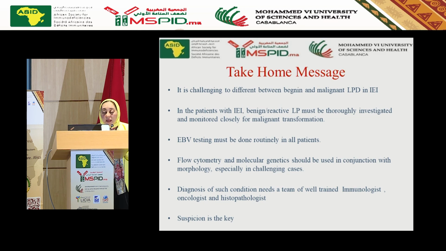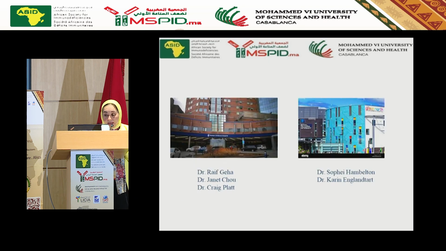In patients with inborn errors, benign reactive lymphoproliferation must be thoroughly investigated and monitored because of the possibility of malignant transformation later on. We should do EBV testing for them not only at the beginning, but a follow-up every now and then. Genetics and flow cytometry are very important to help us in the diagnosis. And we need to develop a team of immunologists, pathologists, and oncologists to help reach the diagnosis for these patients and build a great experience. And always suspicion is the key for such cases.